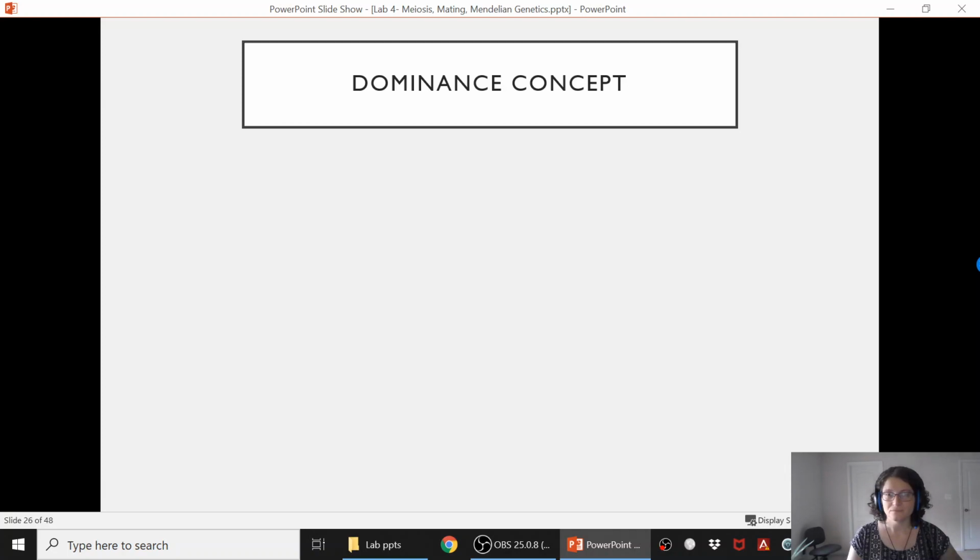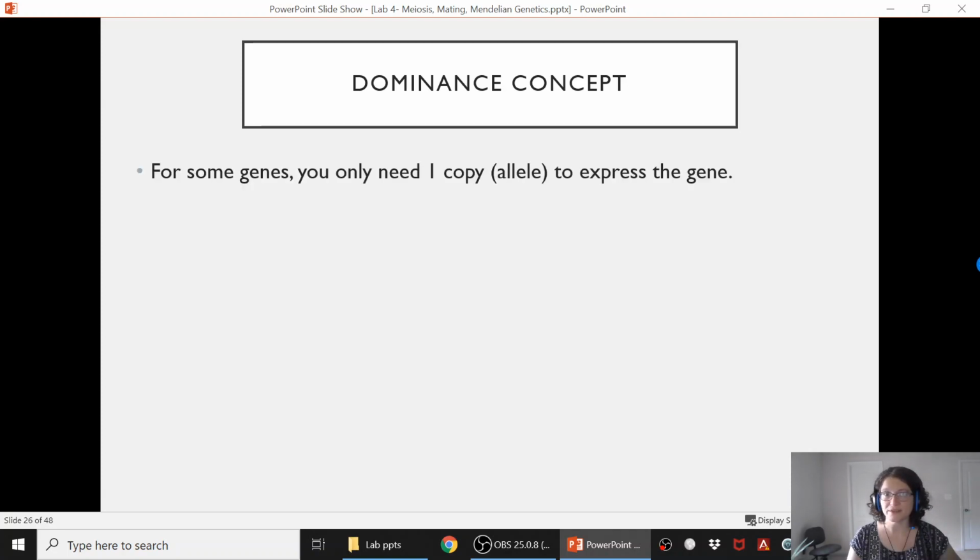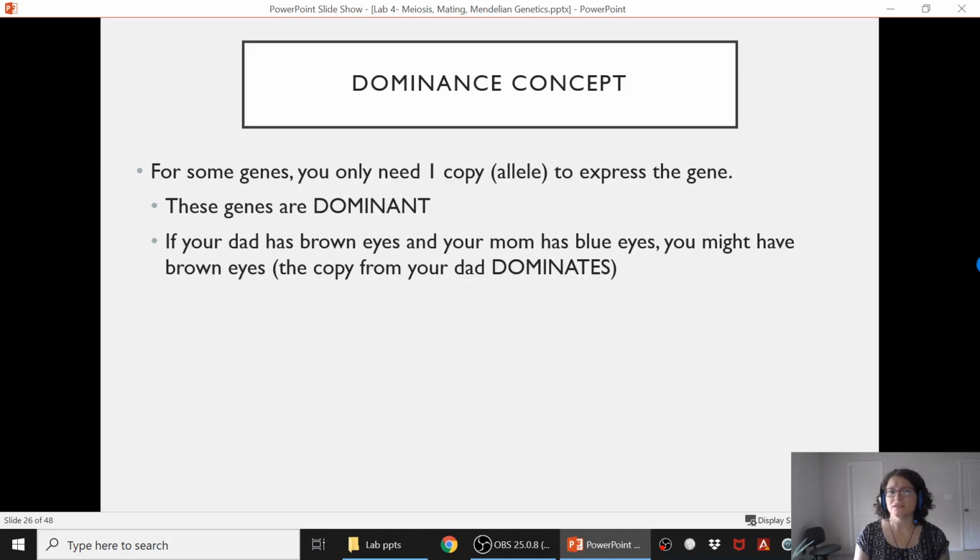All right, so the dominance concept, let's run through that again. For some genes, you will only need 1 copy, 1 allele to express the gene. These genes are dominant. If your dad has brown eyes and your mom has blue eyes, blue-eyed people have 2 copies of the recessive B allele, okay? And you might have brown eyes. The reason you have brown eyes is because the copy from your dad dominates and overpowers the blue eyes.